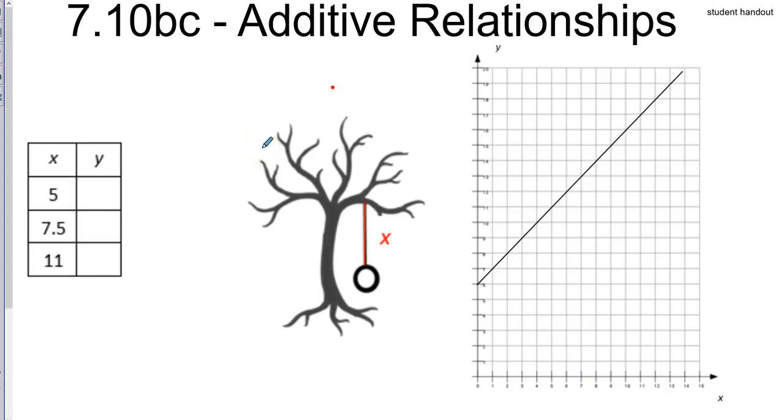All right, this is Ms. Cave with a lesson on additive relationships. You should have received this handout where you have a picture of a tree, you have a table, and then you have something that you're going to graph. I didn't mean to put that there.